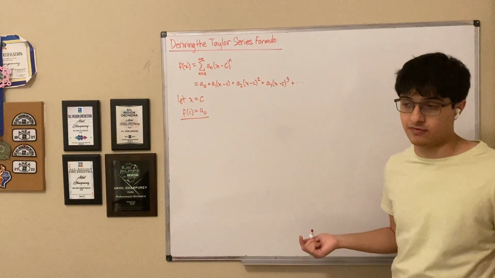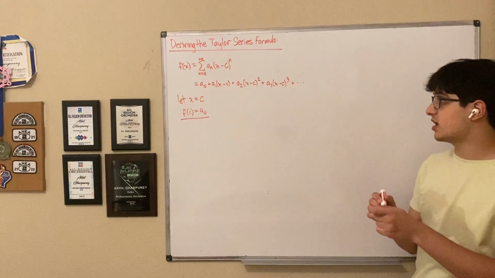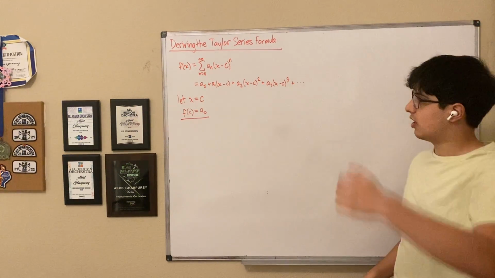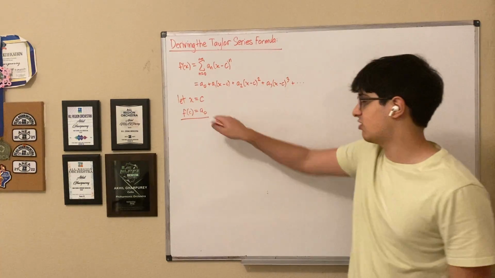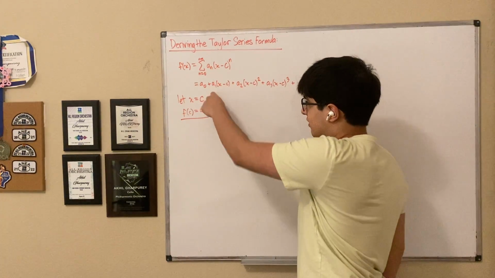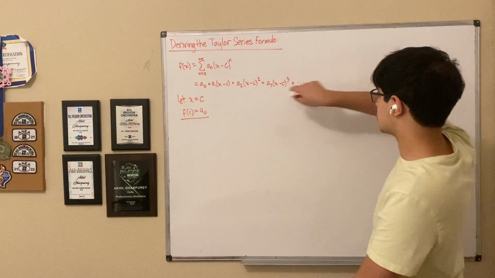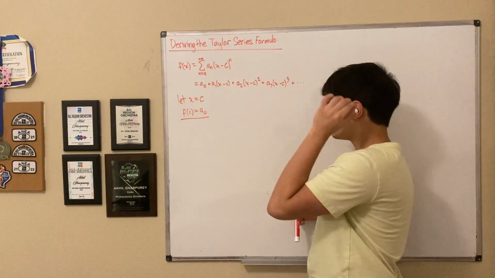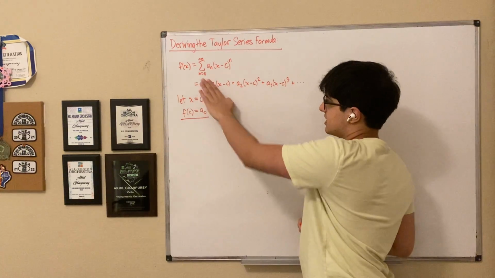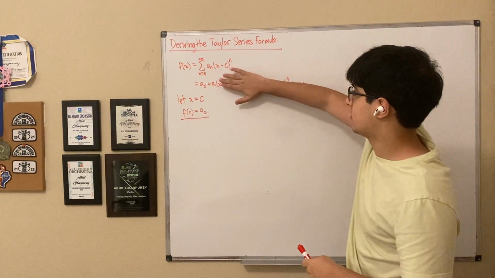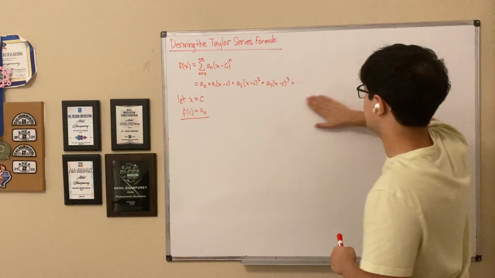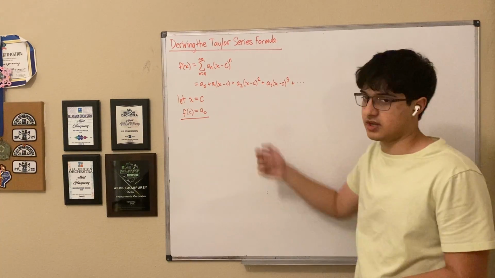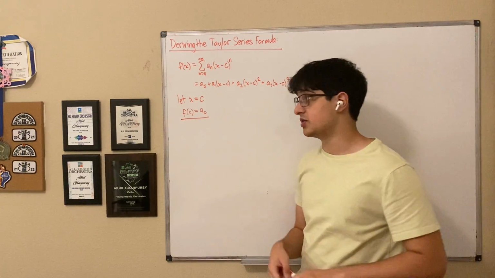But we can't get a pattern from that. So let's try doing some other step to figure out this general pattern. Well, we know what a sub 0 is, so let's try to figure out what this a sub 1 is, and maybe we could just go in chronological order. So how can we do that? Well, we've got to get rid of this a sub 0, and we've got to get rid of this x minus c, and then make it so we can ignore all of these a sub 2, a sub 3 by just letting x equal c. There is a way to do that.